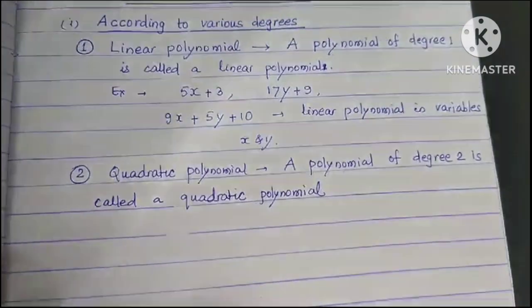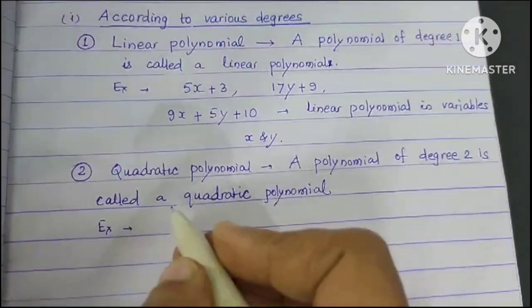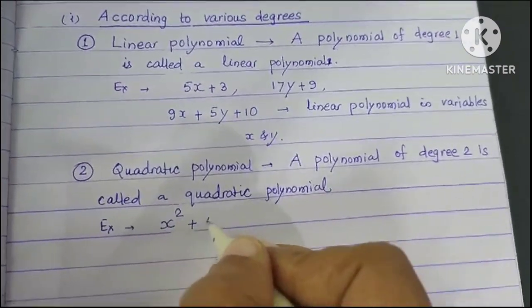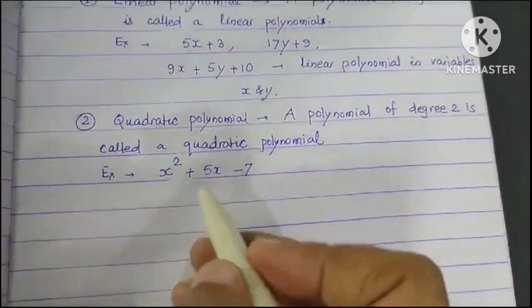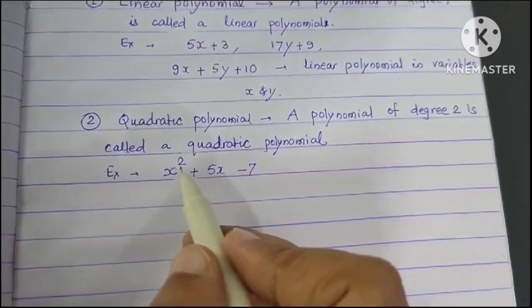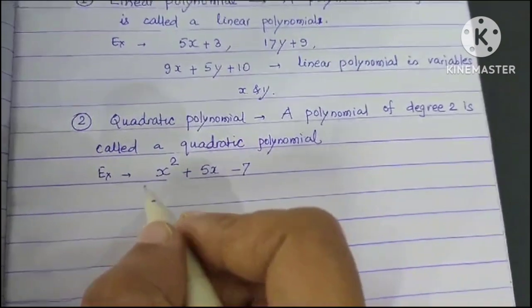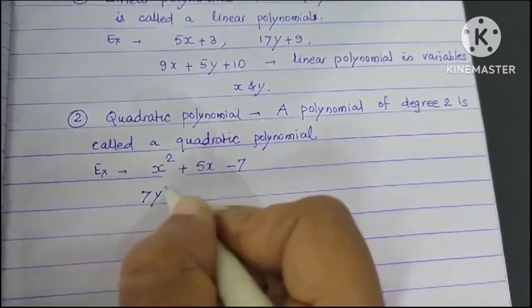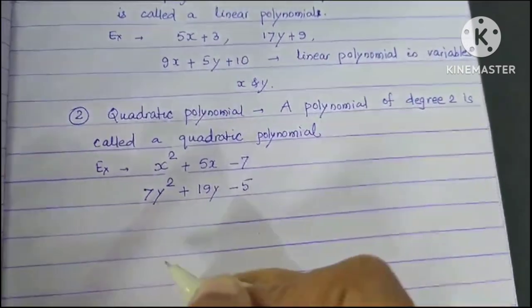So let us write the examples, like x square plus 5x minus 7. This will be a quadratic polynomial. The degree is 2, the highest power of variable x is 2. You can write more examples. Let us write in y, like 7y square plus 19y minus 5.